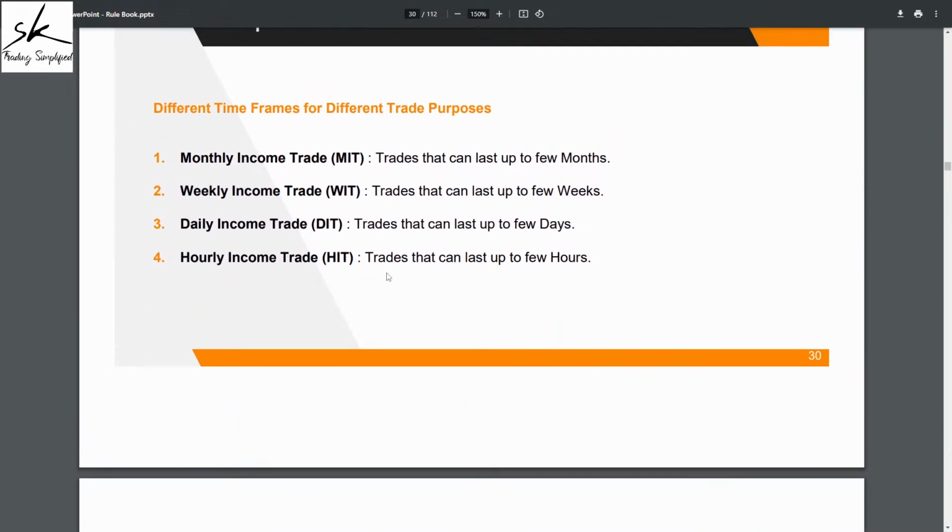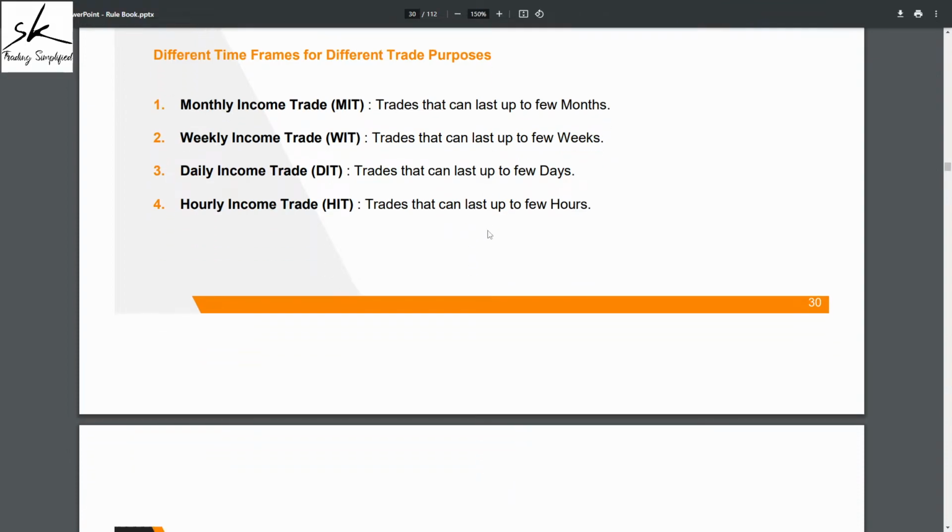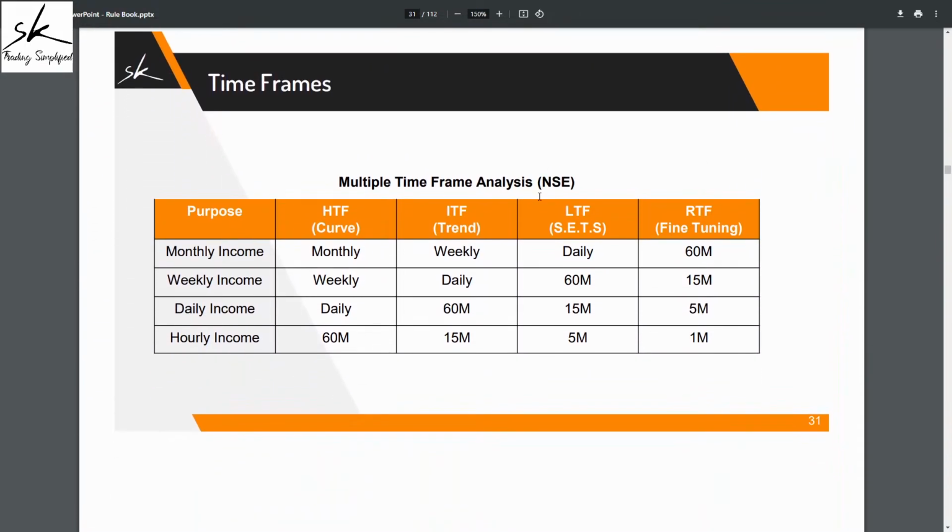Next, what are the 4 different trade purposes? We have already talked about it. What is HIT, DIT, WIT, and MIT? So now the question comes that for every purpose of trade, what will be my 4 different time frames? And the answer comes from this table. Now again, remember, the NSE market is only open for about 6 hours and 15 minutes. That is why I've given you a different table for NSE.